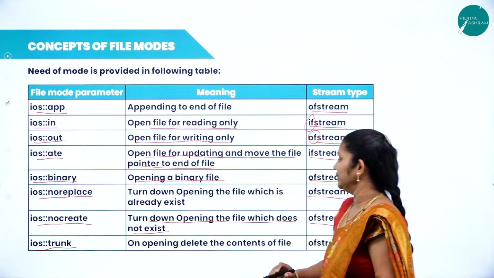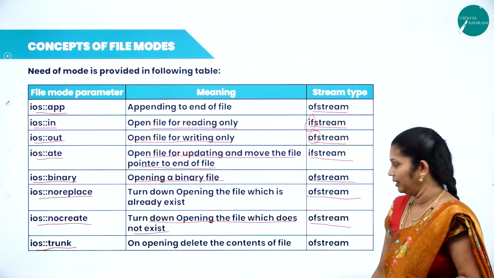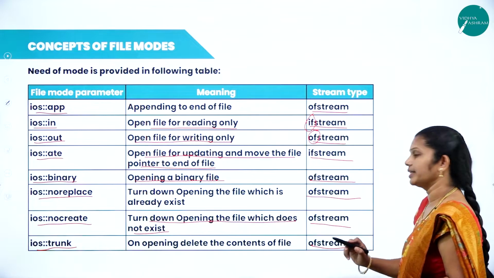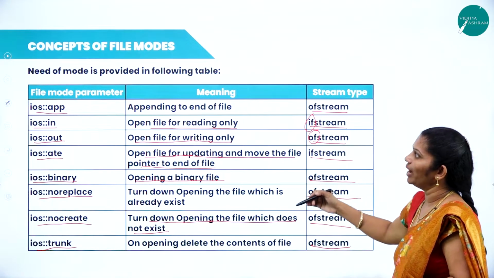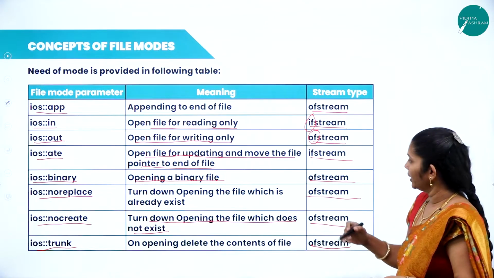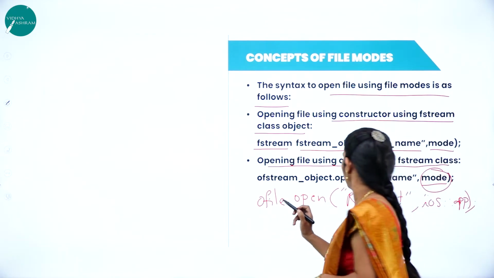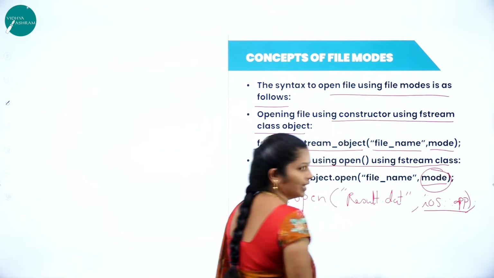Here on opening, delete the contents of the file. That is the ofstream type we are using. Now, is it clear? That means these are the file modes we required. Whereas if you observe here in the syntax, you have to write for which purpose we are using it.